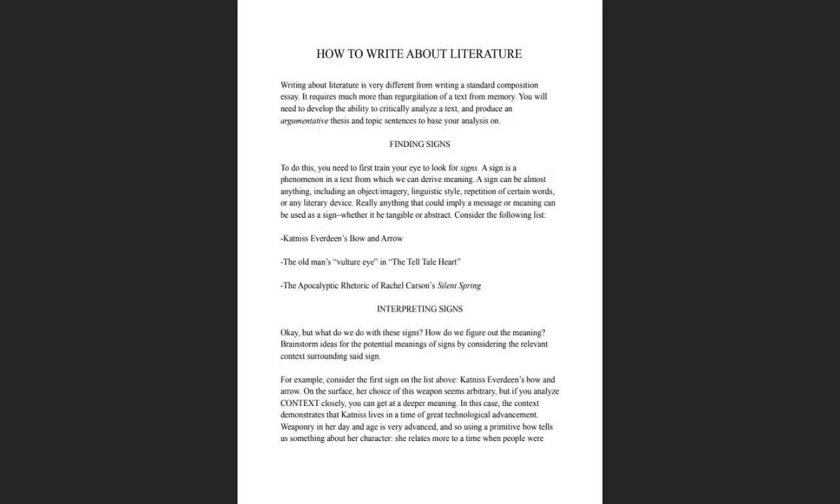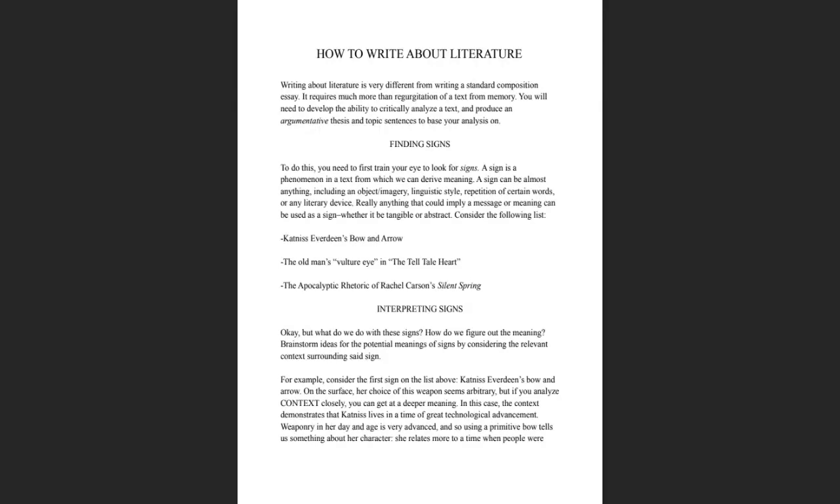So how to write about literature. Writing about literature is very different from writing a standard composition essay. It requires much more than regurgitation of a text from memory. You will need to develop the ability to critically analyze a text and produce an argumentative thesis and topic sentences to base your analysis on. So this is very different.